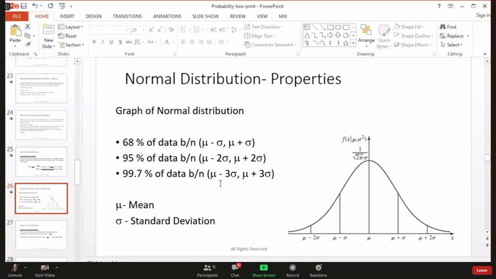Similarly, 99.7%, almost all, almost 100%, of the data may be between mu minus 3 sigma and mu plus 3 sigma. 3 sigma is 30. 50 minus 30 is 20, and 50 plus 30 is 80. Approximately we can understand 99% between 20 and 80. Like that. This is just an example.